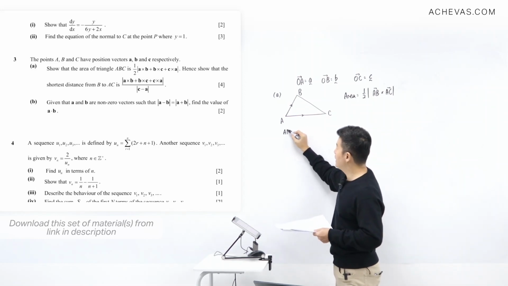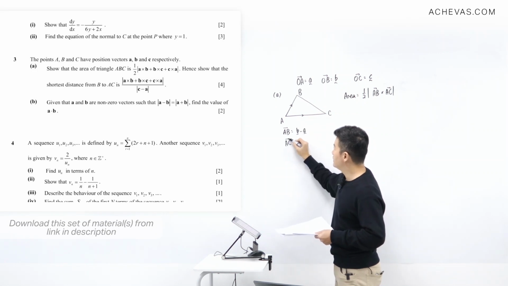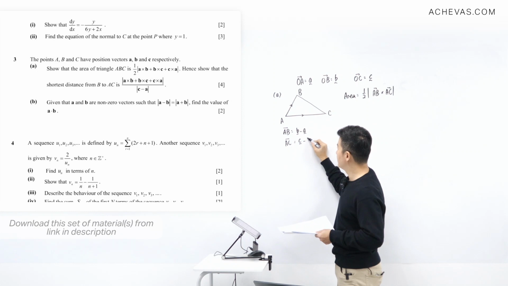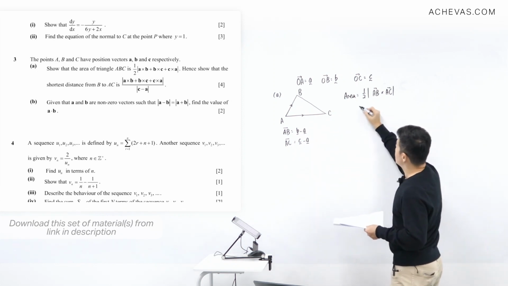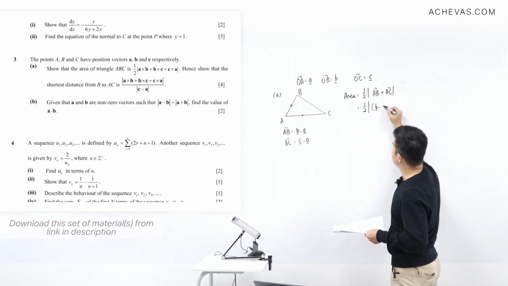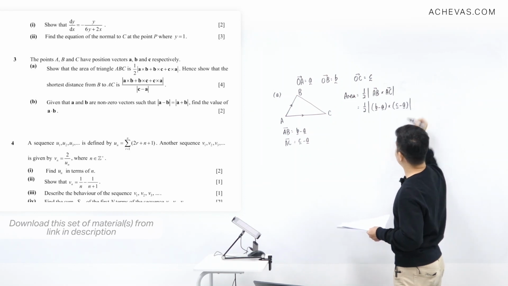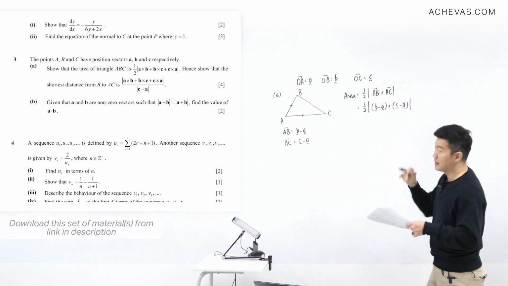So if I'm using AB, that means this is going to be equal to OB minus OA. And AC is going to be OC minus OA. So this is going to be equal to half of modulus of AB, which is b minus a, cross AC, which is going to be c minus a. So we have this. Let's expand this.